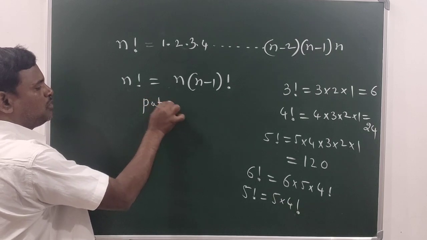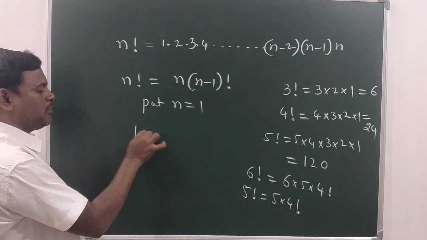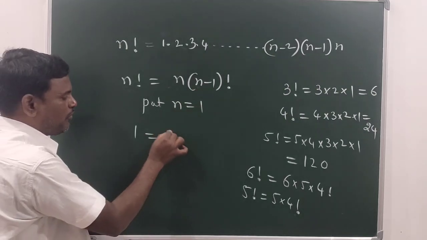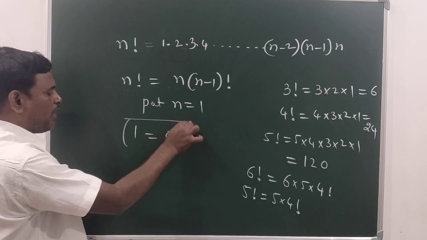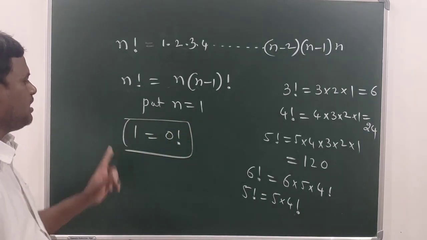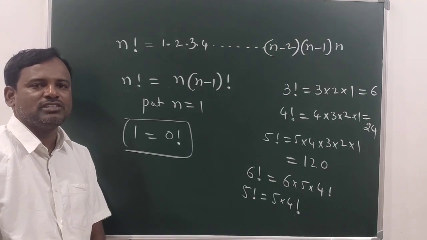in which, on both sides, put n equal to 1. If you write here 1 factorial, which becomes 1 into (1 minus 1), that is 0 factorial. Now 0 factorial is equivalent to how much? 1. I hope you have understood the meaning of factorial of a natural number.